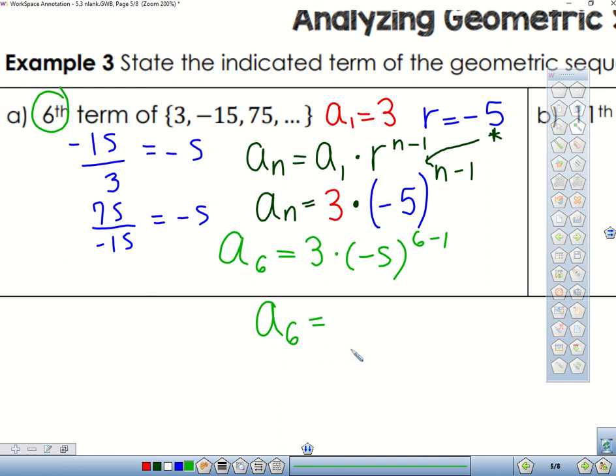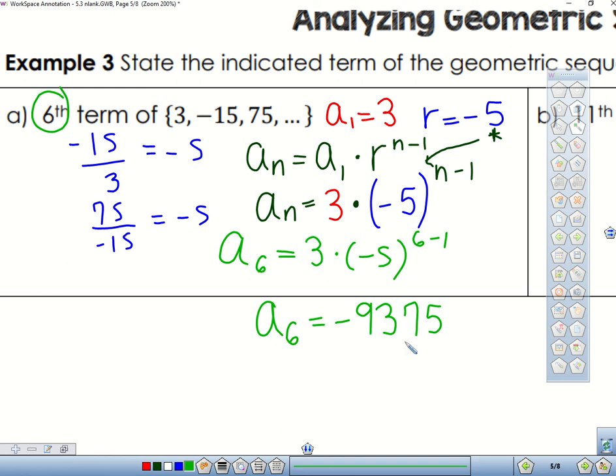Yeah, so this number is very big, and it is negative 9,375. So in my calculator, I just put in negative 5 to the 5th power times 3. That's how I got my answer.